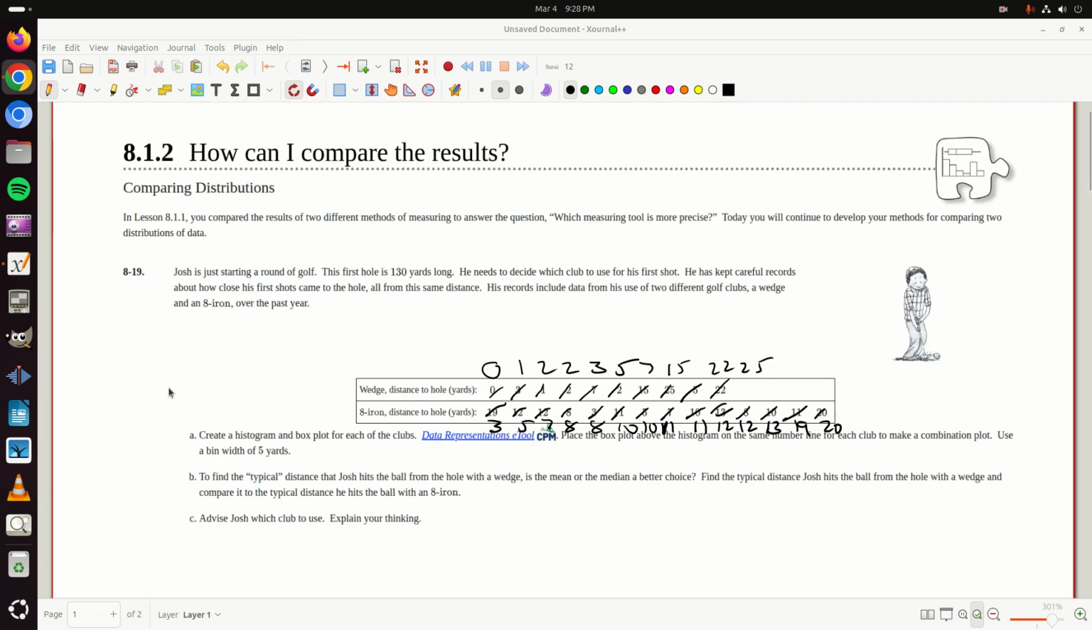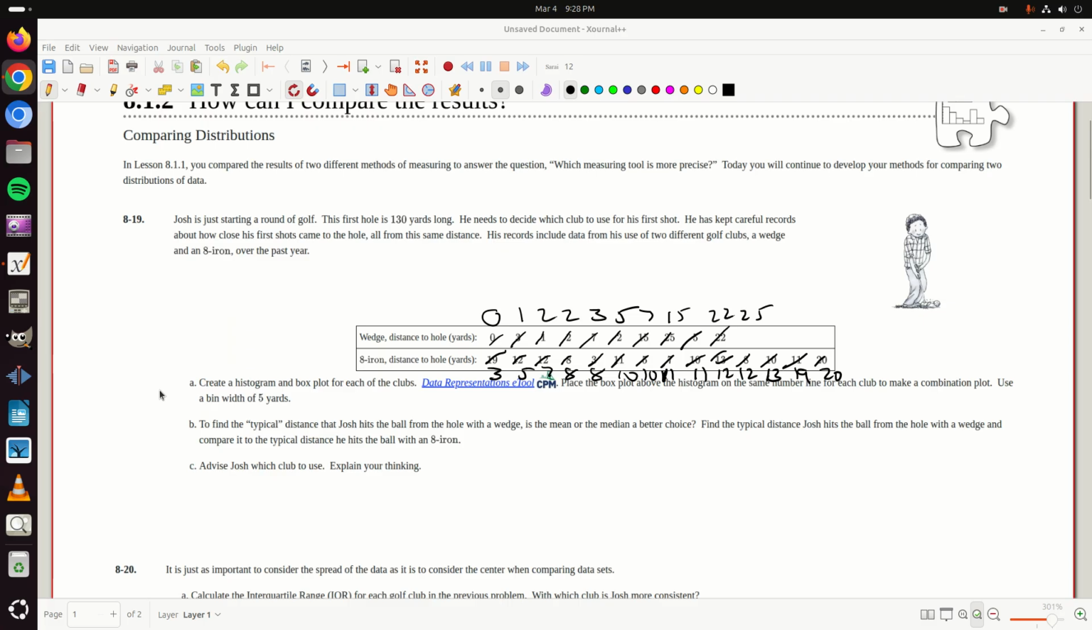So Josh is just starting around of golf. The first hole is 130 yards long. He needs to decide which club to use for the first shot. He has kept careful records about how close his first shots come to the hole, all from the same distance. His records include data from his use of two different clubs, a wedge and an 8-iron, over the past year. So obviously just different golf clubs.